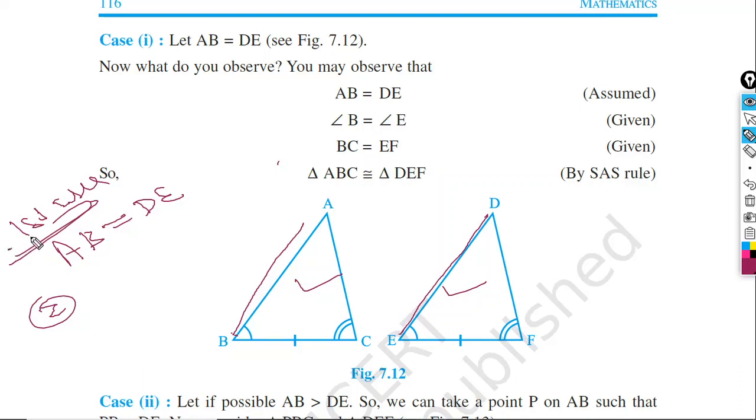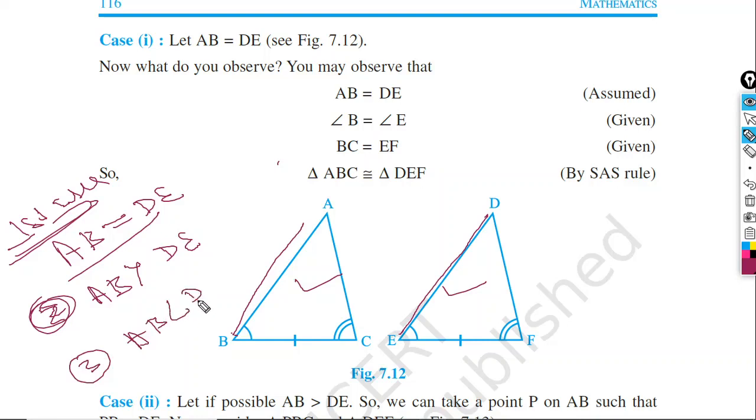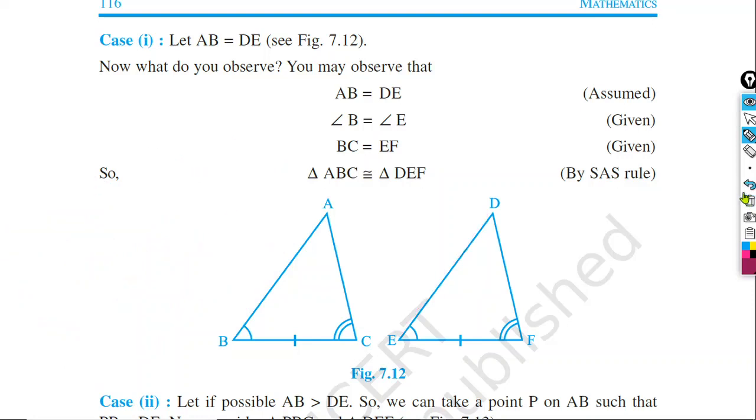So the first condition will be AB equal to DE. The second condition will be AB greater than DE, and the third condition will be AB less than DE. Okay, three conditions will arise, so we will move one by one. First condition, second condition, third condition. Let's try the first condition, then we'll look at the second and third conditions. So the first condition is case 1. We'll write case 1: let AB equal DE. Very nice, very easy and very nice assumption.